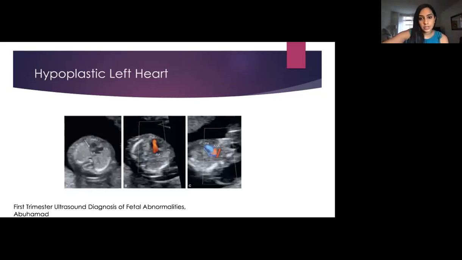So these are the ultrasound images at 13 weeks. In A, you can see the left ventricle is very small. In B, you can see no blood going across the mitral valve. And in C, you can see reverse flow in the aortic isthmus in the 3-vessel trachea view.